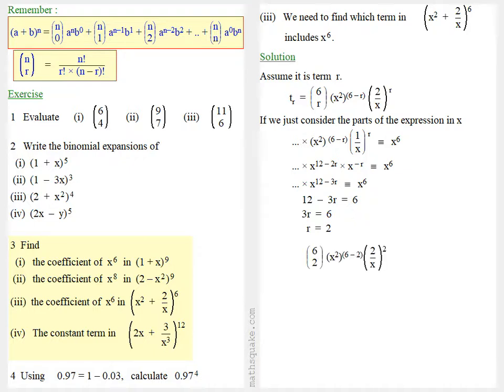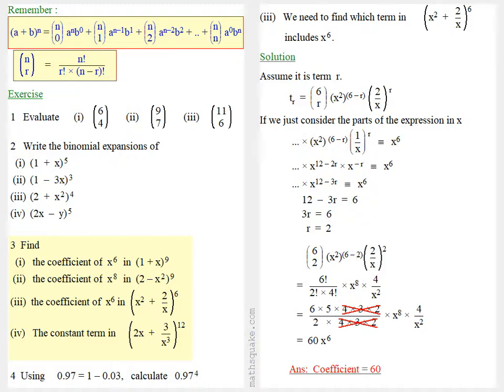So the term is 6C2 times (x squared) to the power 6 minus 2 times (2 over x) to the power 2, which is 6 factorial over 2 factorial times 4 factorial times x to the power 8 times 4 over x squared. Now, if we write that out in full, we can see that we can cancel 4 times 3 times 2, top and bottom. And that leaves us with 6 times 5 times x to the power 8 times 4 all over 2x squared, which simplifies to 60x to the power 6. So the coefficient is 60.